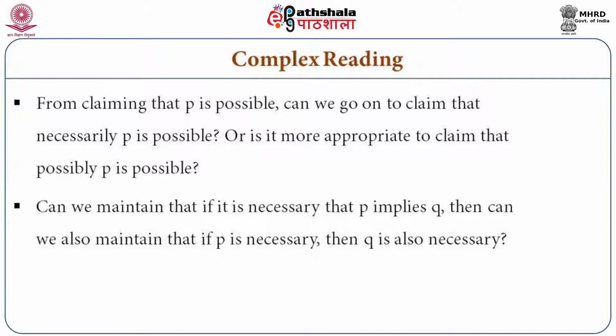So, there are more complex questions that can be raised given this understanding so far. For example, by claiming that P is possible, are we also allowed to infer that P is necessarily possible? Or is it a case that if P is possible, it is only possibly possible? That is one way. It can become more complex when you say that if it is necessary the case that P implies Q, and given P is necessary, can we go on to claim that Q is therefore also necessary? Such kind of complicated reading can occur.